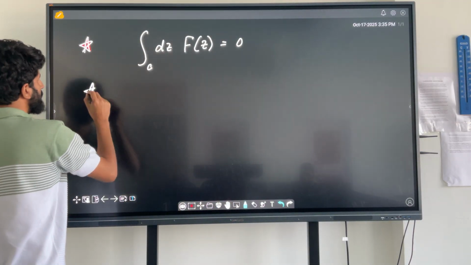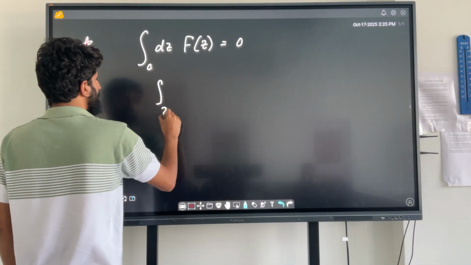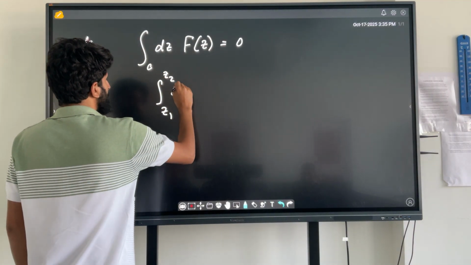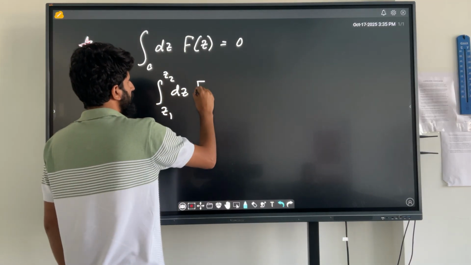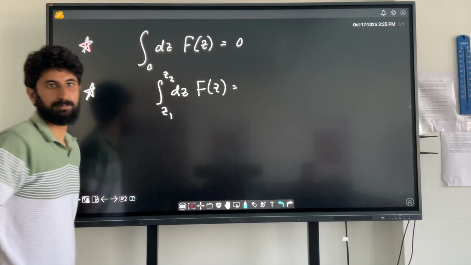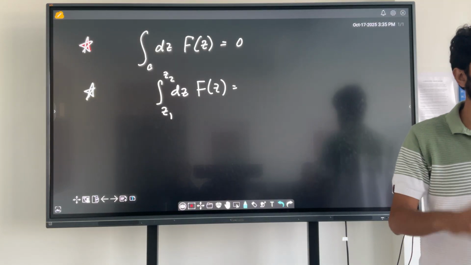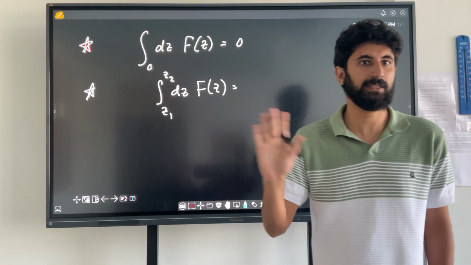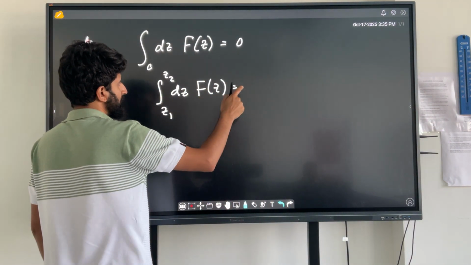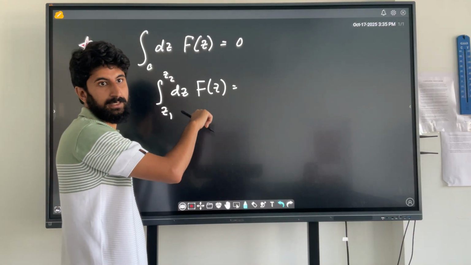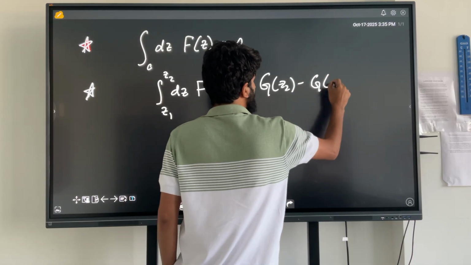And then we learned that if f of z is analytic anywhere, then you can do an integral of the type z1 to z2, and it followed that you can do this integral as if it was a real function. You didn't need to care about the path. This integral was path independent. So if g is the derivative of f, then this was g calculated at z2 minus g calculated at z1.